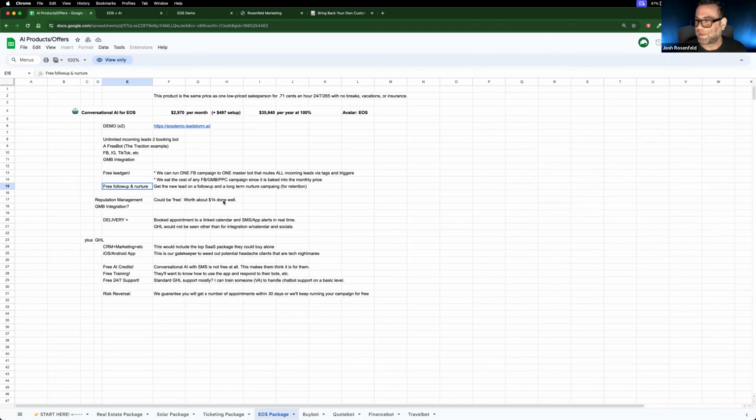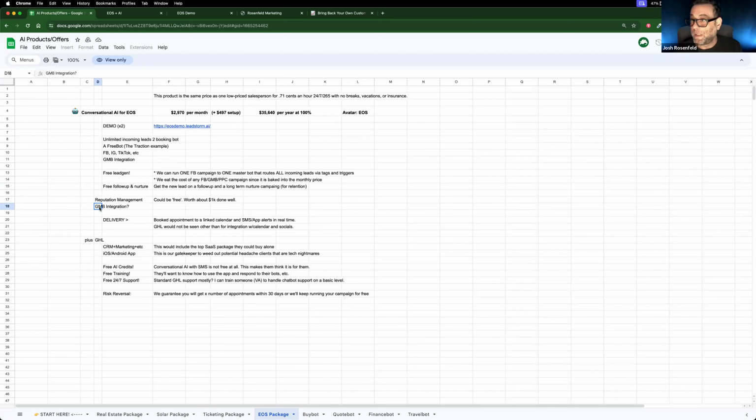So that's an example of something that you could offer with this $3,000 a month price just to make your offer irresistible. We talked about offer stacking. This is an offer stack. If they need a little bit more incentive, maybe offer them free reputation management. Offer GMB integration. I know I have it here twice. One is hooking it up.